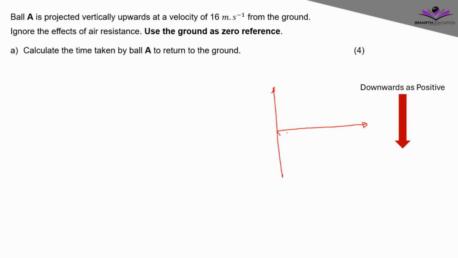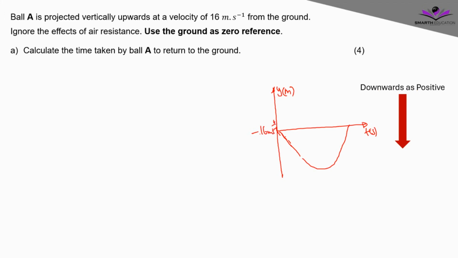When the ball is going up, displacement is negative. If you take downwards as positive, when the ball is moving up, then displacement is negative. So the graph is like this. This is a position time graph. So time in seconds there, then displacement in meters. We're taking downwards as positive and the ball is going up. So the initial velocity is negative 16 meters per second.